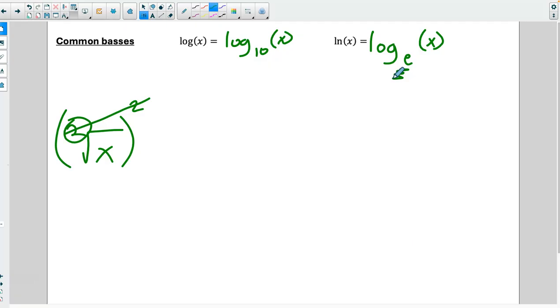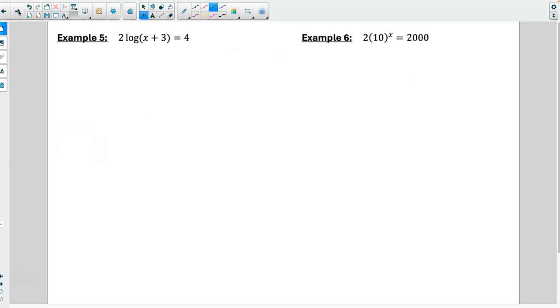Example 5, what base is it? Base 10. I want you to do that one. Get rid of the 2 right off the bat and then try it out.